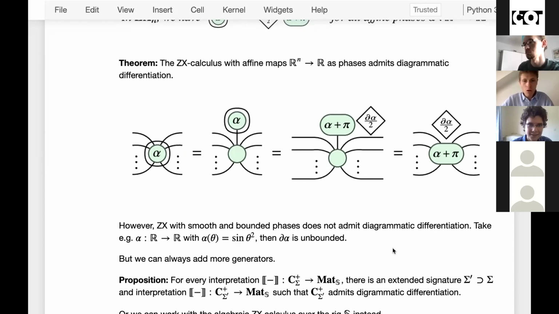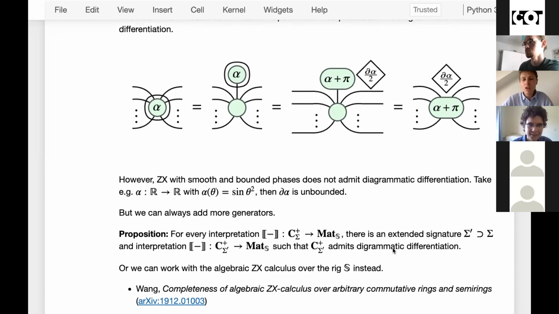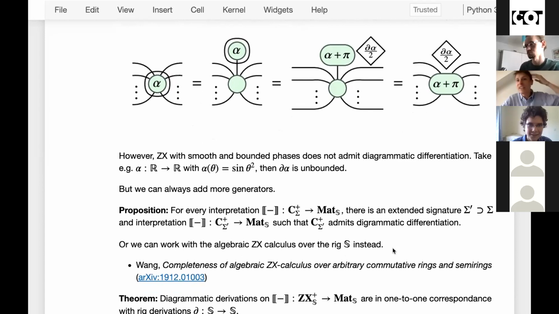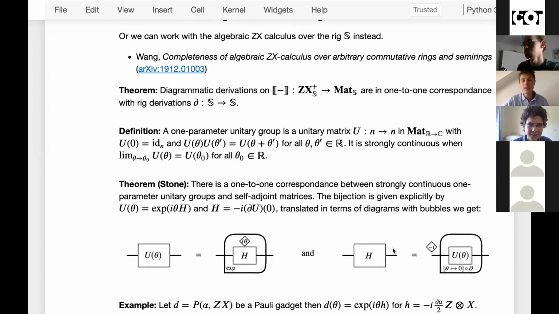Okay. Or we can also change the kind of ZX calculus we work with and take algebraic ZX calculus. So I think ZH calculus, as we've seen in the previous talks, would work as well. So if we take algebraic ZX, it's complete for arbitrary rigs. So essentially what we get is that the algebraic ZX of a rig always has diagrammatic differentiation. And in fact, a derivation on algebraic ZX is the same as a derivation on the rig.